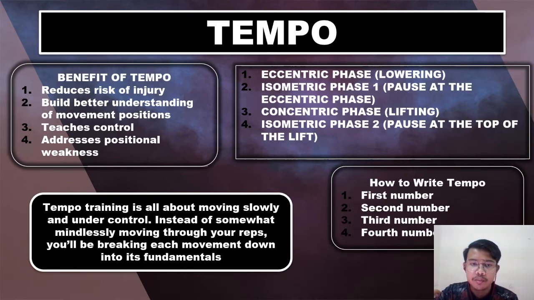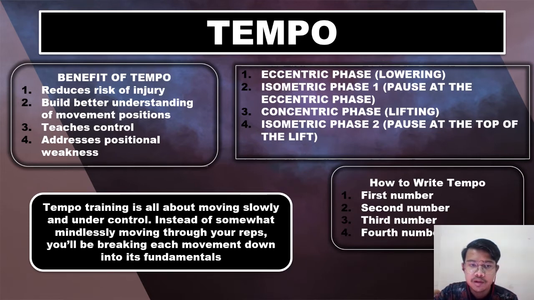Tempo training is all about moving slowly and under control instead of rushing through your rep. You will break each movement down into the fundamentals, such as an eccentric portion, a concentric portion, and two isometric portions. Each portion of the lift is assigned its own number, corresponding to how many seconds that part of the lift will take. The first pace is eccentric pace or lowering.